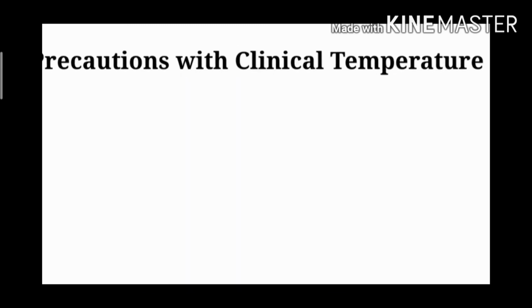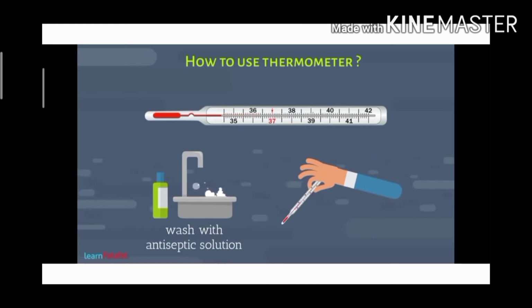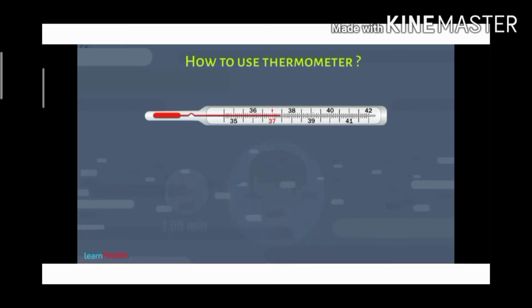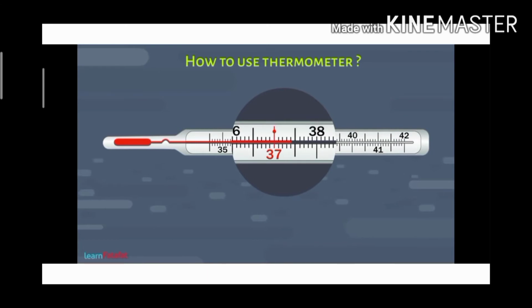What precautions must we take before using the clinical thermometer? We should wash it with antiseptic lotion, and we must give some jerks. Then we must place it under the tongue. Let it be for 1 or 2 minutes. Then the temperature increases, that means the mercury level increases, and it settles at one point. That we can consider as the temperature of that person.